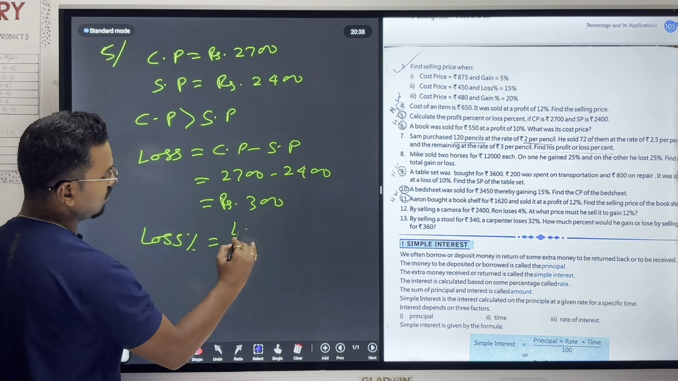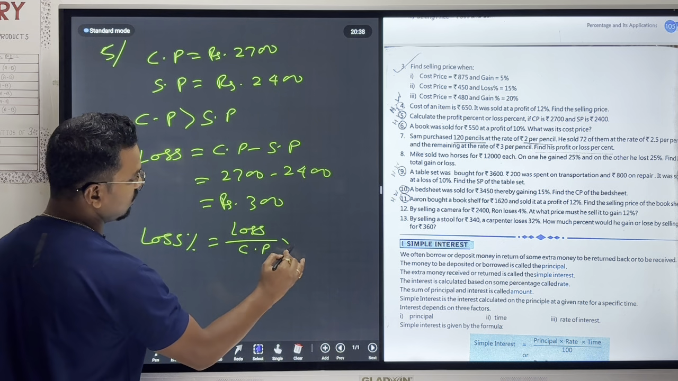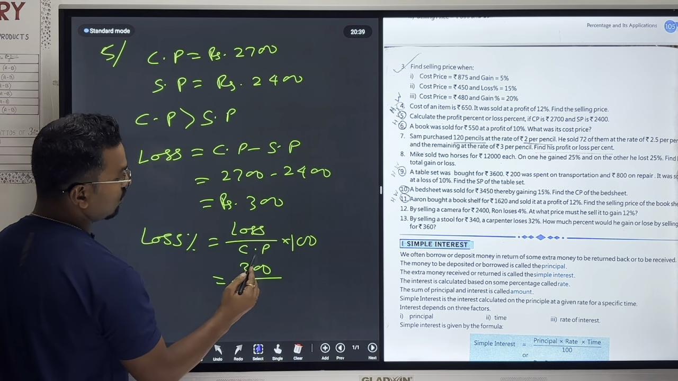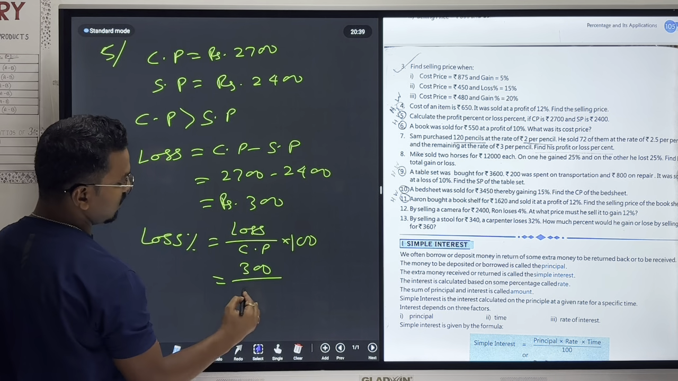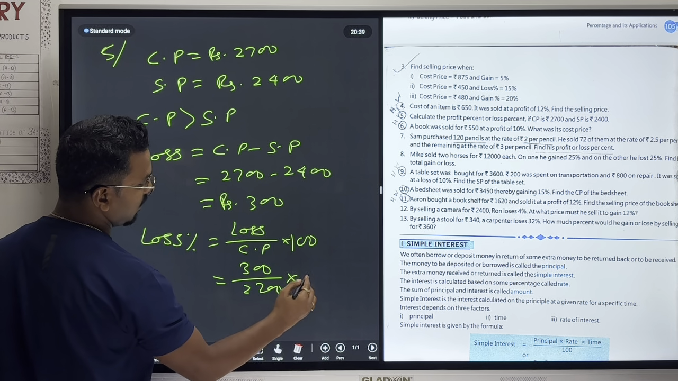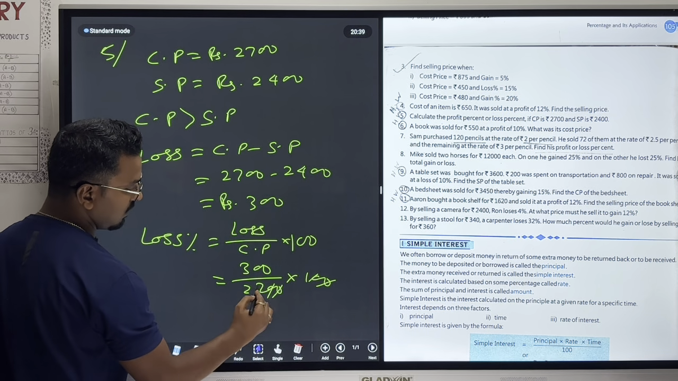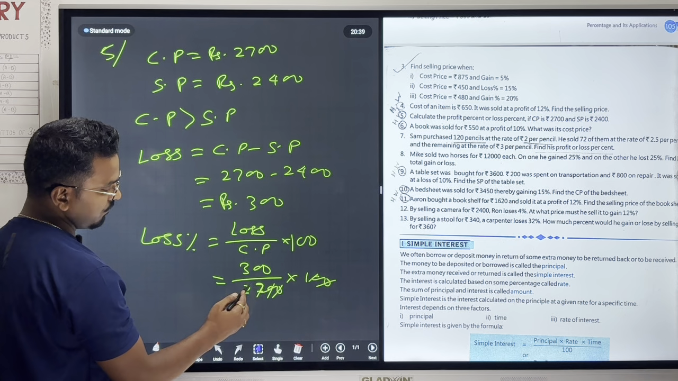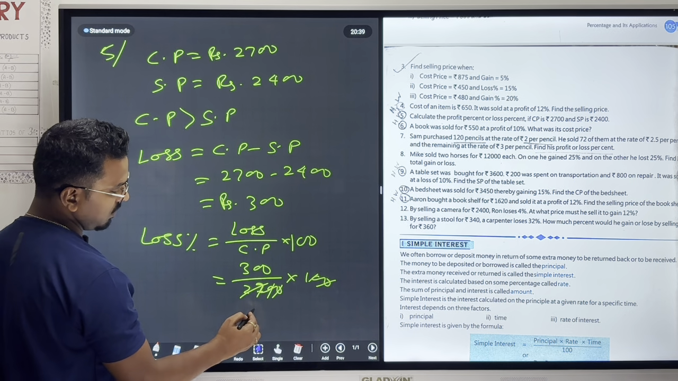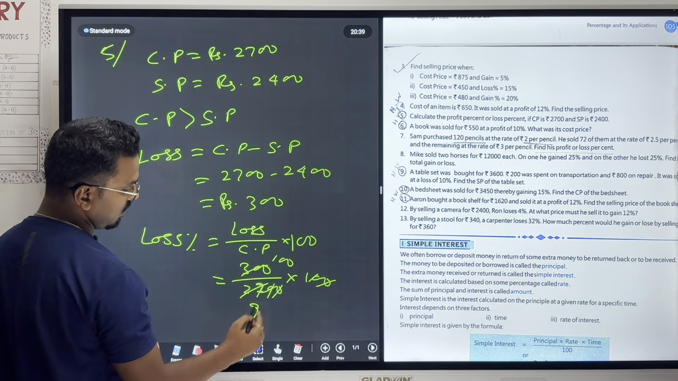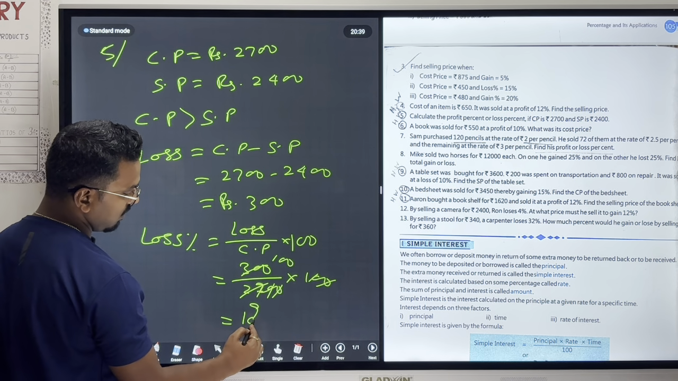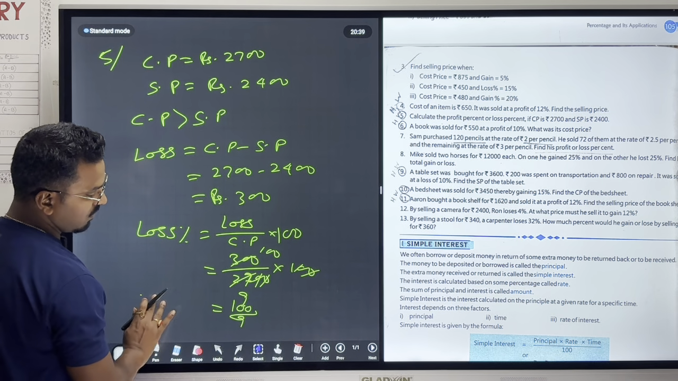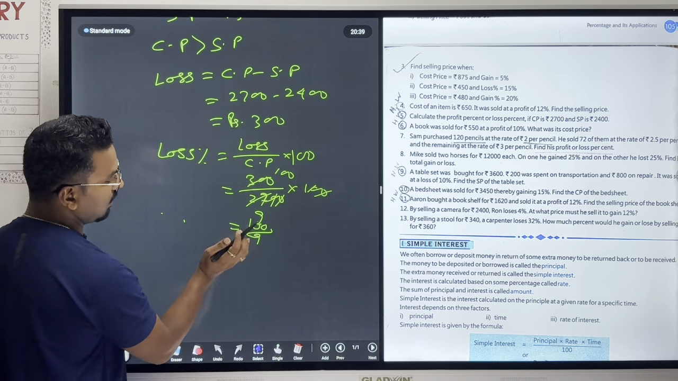Loss percent is equal to loss by CP into 100. Loss is 300. Cost price is 2700 multiplied by 100. 2 zeros will get cancelled. So 3 how many times? 3 nines are 27, so 100 divided by 9. 100 divided by 9. What will you get? What will be the answer? 100 divided by 9.